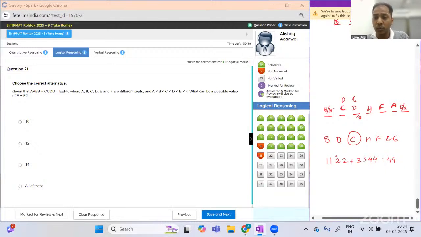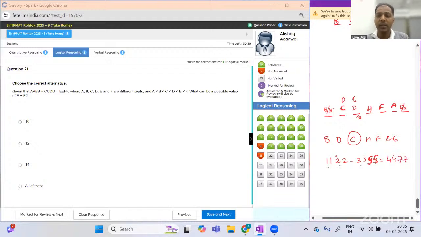I'll take it as 1, 2, 3. 1 plus 3 is 4. I can't use 4, so maybe I'll use a 5. And 2 plus 5 will give us 7. So basically that would become 4, 4, 7, 7.